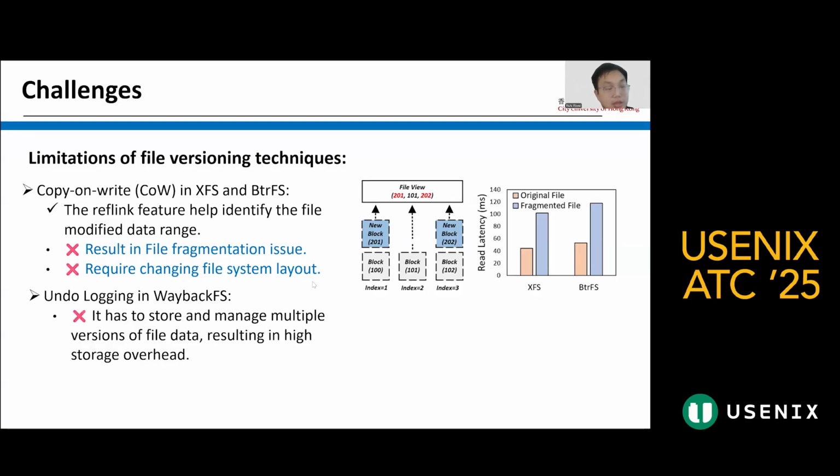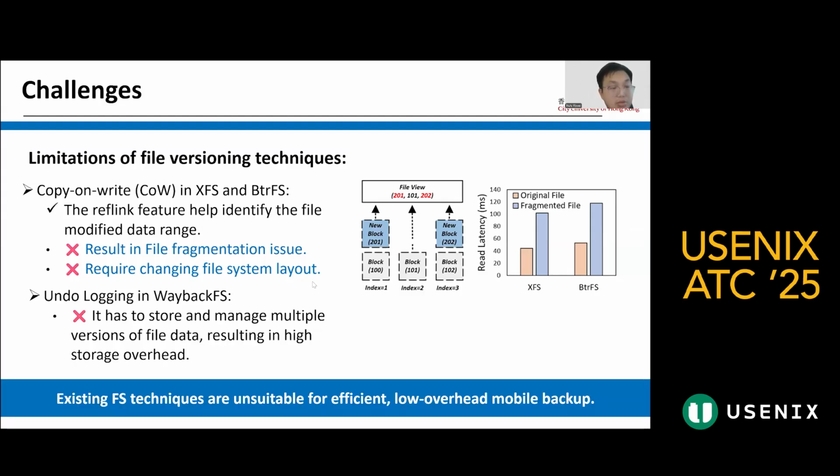Another approach is to do undo logging for file versioning. This approach is used in Wayback Netflix, but this design does not incur file fragmentation overhead, but it has to store and manage multiple versions of file data, resulting in high storage overhead. This is the common issue of some file versioning techniques, because they were targeted to do versioning for file data instead of their logs, instead of their file modified range. So this is the existing limitation. So we can conclude that existing file system techniques are unsuitable for efficient and low overhead mobile backup.